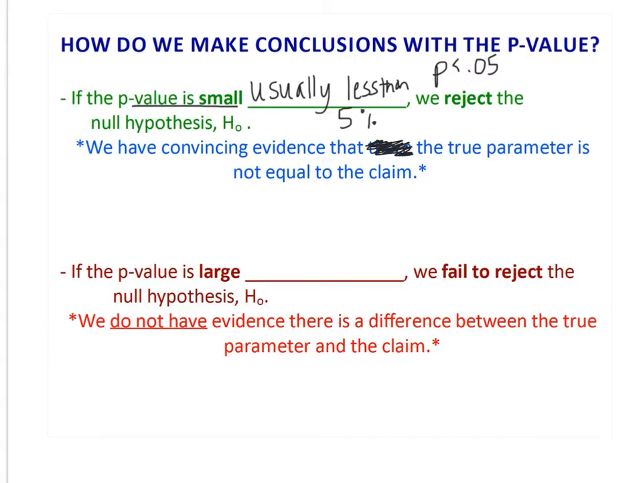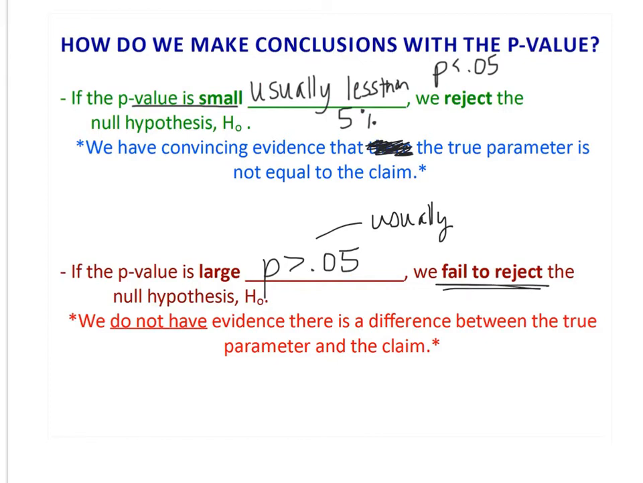So if the p-value is large, or if p is greater than 0.05, and it's usually 0.05, it will change from problem to problem. If p is bigger than that, or if there's more than a 5% chance of this happening, that means we fail to reject the null hypothesis, meaning we can't reject it. We cannot say that there's a difference. We can't say that it's true. We can just say we failed to reject the claim that they're the same.